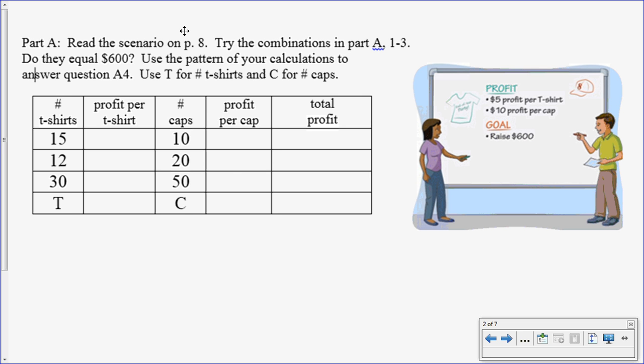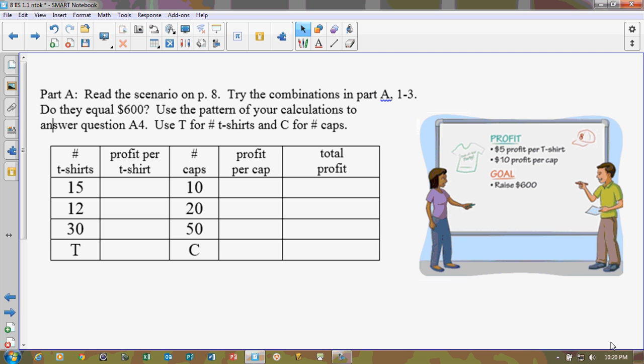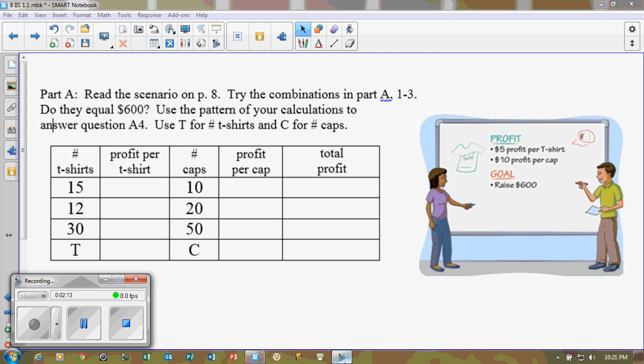So here's what I'm going to ask you to do right now. If we could pause this video, I want just part A. I want to give you guys about 5 to 7 minutes to work on that, and I want you to fill in that table for the profit per t-shirt using that chart to your right, profit per cap, and total profit, and see if you can come up with a little expression. Take about 5 to 7 minutes. So make sure you work together on this. So go ahead and pause the video.